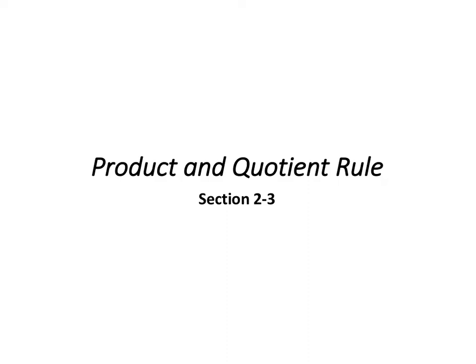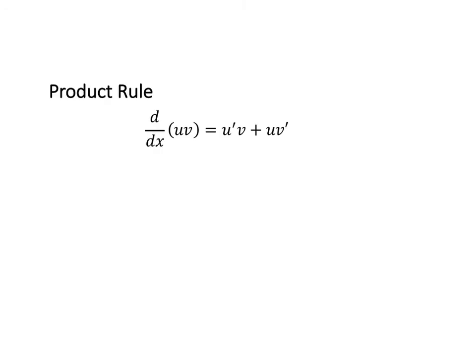This is section 2-3, the product and quotient rule. This is the basic definition of the product rule.